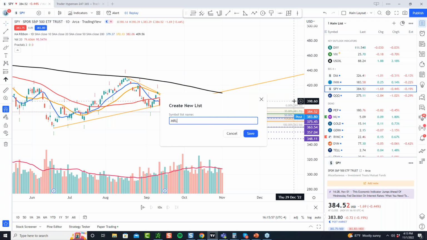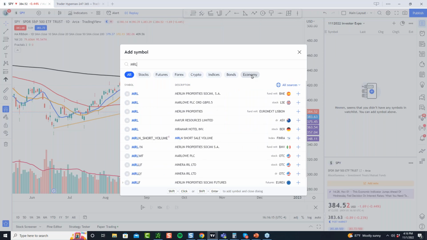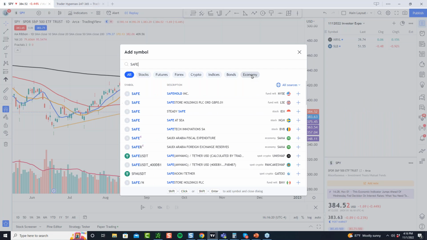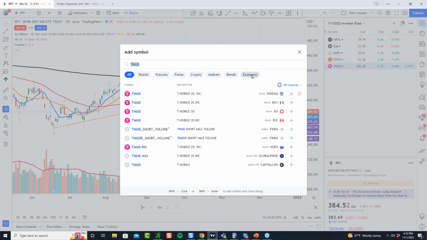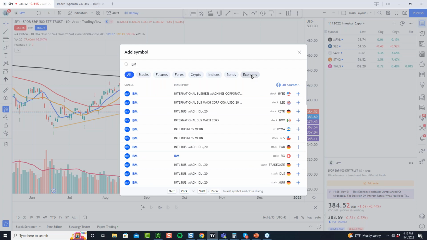So let's build it. We got Marvell. Let's do today. So today is 11/1/2022, and then let's do Investorexpo. All right, so first on the list was Marvell, I saw. Let's see what else we got. We have SLB, it's one of my favorite stocks. Let's go, we got Safehold, STNG. Let's see, we had T-Mobile, I saw from Robert. Also IBM. Wait, was it IBM or Intel?